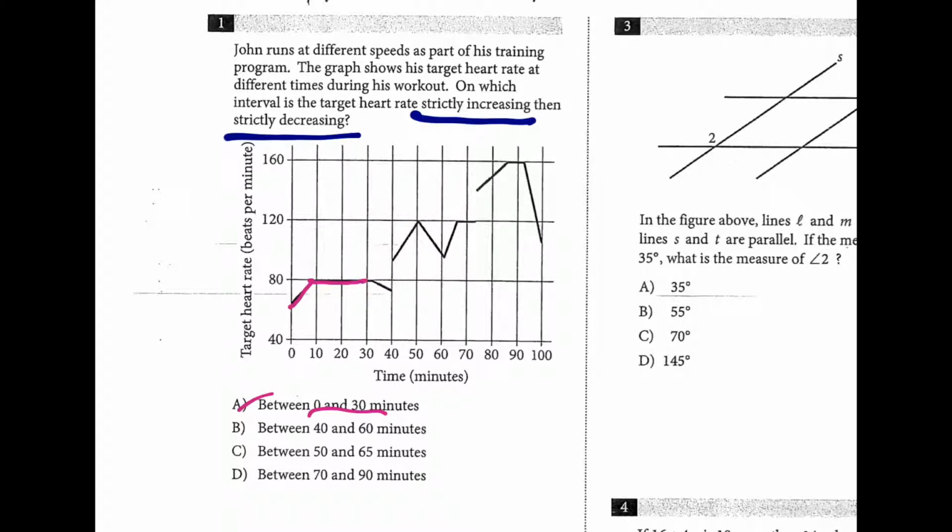For C, between 50 and 65, we go down and then up, so it's backwards. It's the wrong order. And for D, between 70 and 90, we go flat, up, flat. Those flat lines are the problem. That's why B was the best choice. And what does that look like? Between 40 and 60, it goes straight up and then straight down.